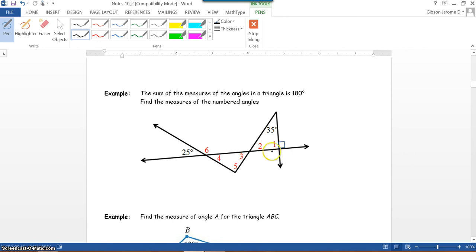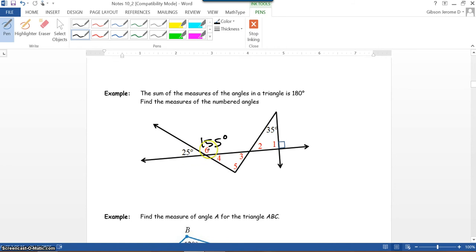Now if we look here, we have 25 degrees here, and we know this 25 degrees and this angle 6 here form a straight angle. So we know this will have to be 155. Because remember, a straight angle forms 180 degrees.